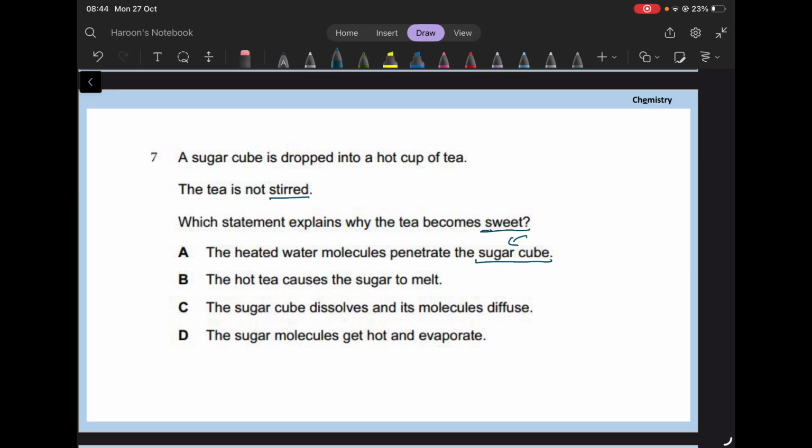So over here the actual answer should be C. The sugar cube dissolves and its molecules diffuse, but they spread around, and there would be more or less even distribution of sweetness throughout, as long as the entire thing has dissolved and you have given it enough time to dissolve, of course. So C has to be the answer. The sugar cube dissolves and its molecules diffuse.